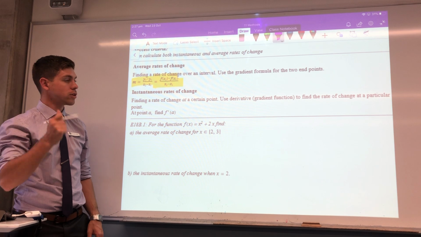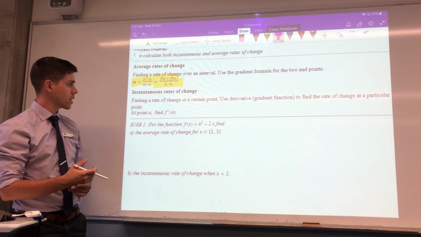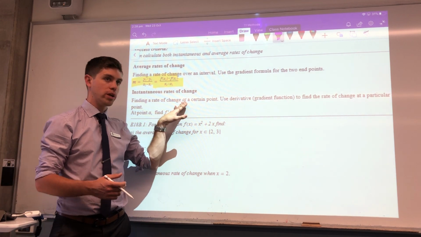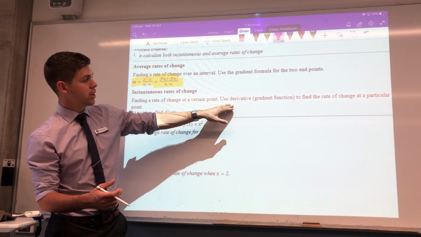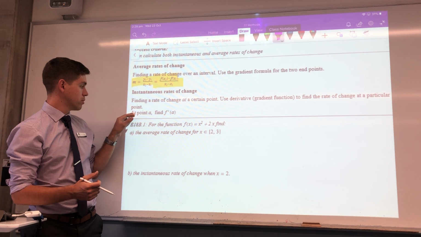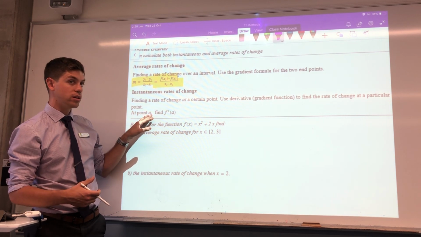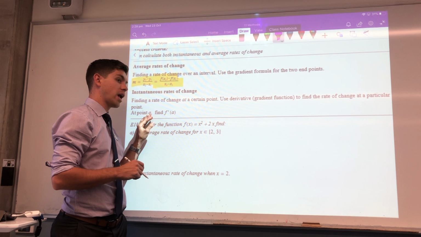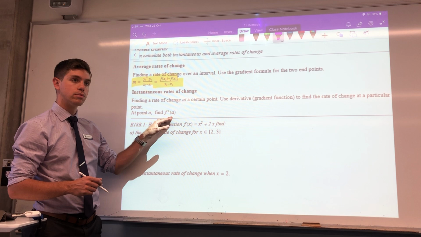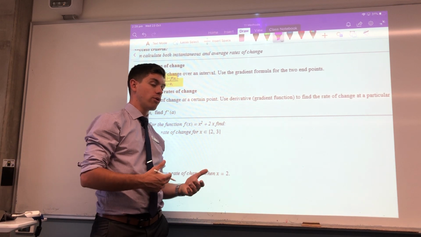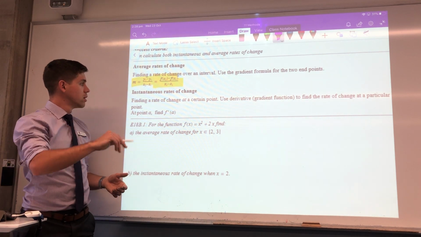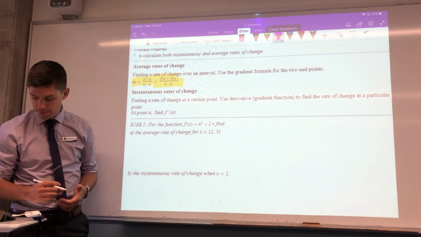Then let's look at instantaneous rate of change. Instantaneous rate of change is finding a rate of change at a certain point. Use the derivative to find the rate of change at a particular point. So for example, to find the instantaneous rate of change at point A, find the derivative, and then sub in point A. So hopefully none of that's new. We have actually already been evaluating the gradient at a point. We just haven't put it in the context of instantaneous rate of change. So that's our link today.